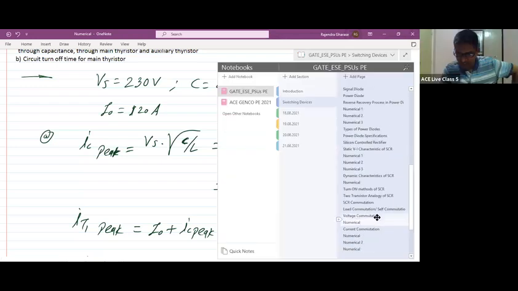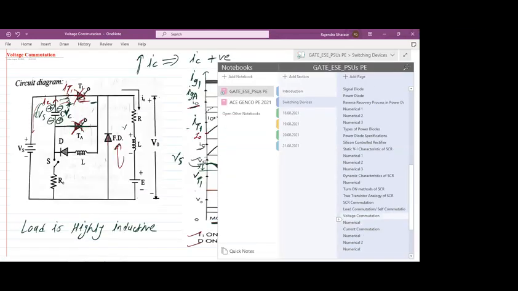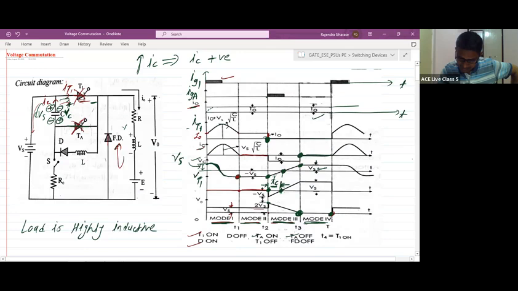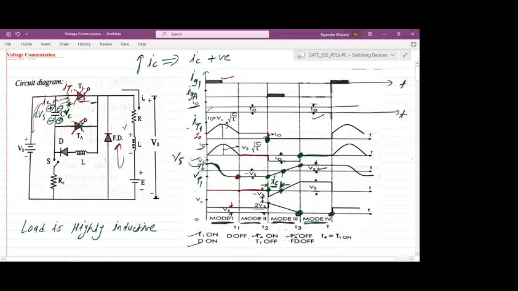Telugu I don't understand actually. Okay, I will talk in English. During mode 3 operation, the capacitor current is I0, sir.